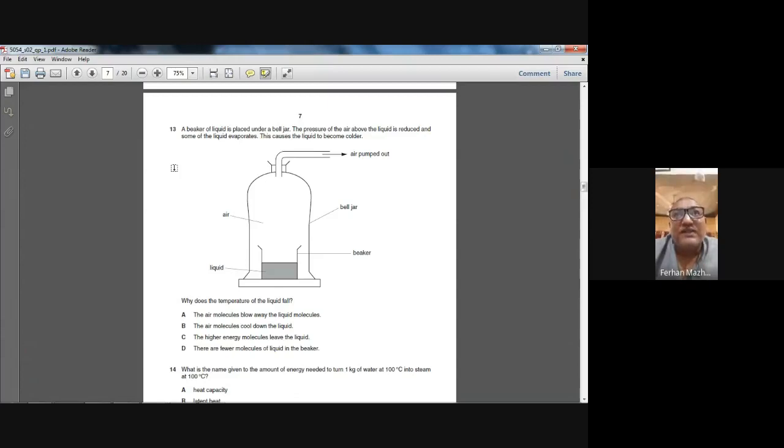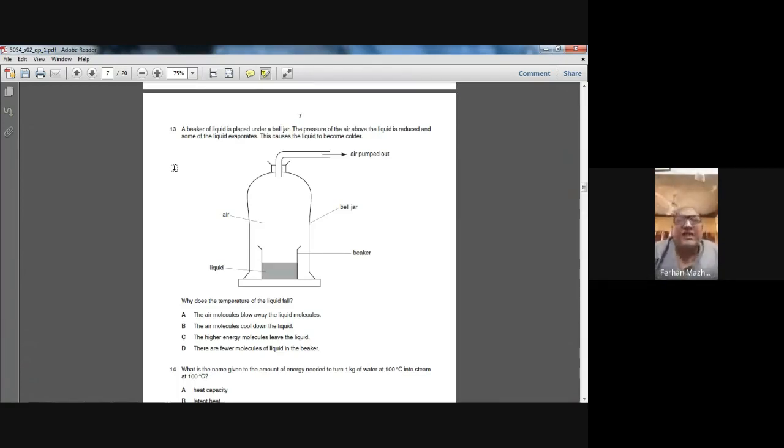A beaker of liquid is placed under a bell jar. The pressure of the air above the liquid is reduced and some of the liquid evaporates. This causes the liquid to become colder. Why does the temperature of the liquid fall?